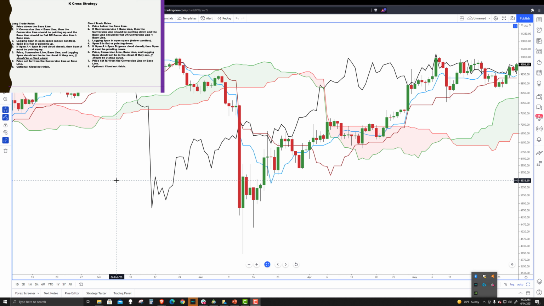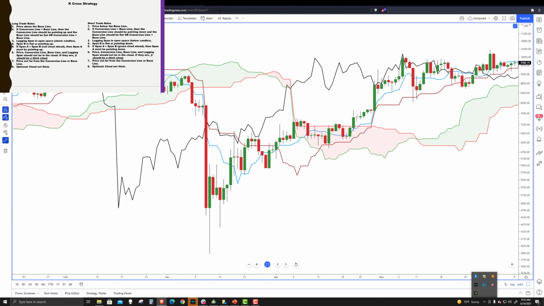Span A should be above B, but if it isn't, then span A should be sloping up. And then all of the price, conversion line, baseline, and lagging span, they shouldn't be in the cloud. But if they are in a cloud, it should be a thick cloud. And also, we don't want price to be far away from either the baseline or the conversion line. And then an optional condition is that the cloud that we're in is not thick. Okay, it seems like a little contradictory with the number 6 rule and the eighth optional, but they're pretty complementary.